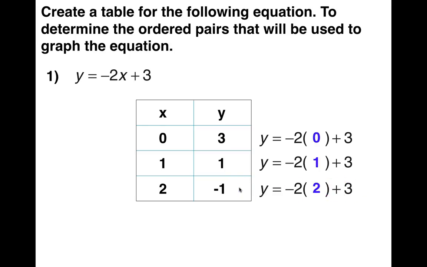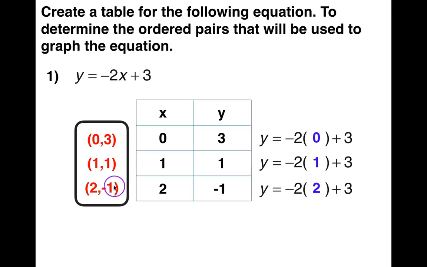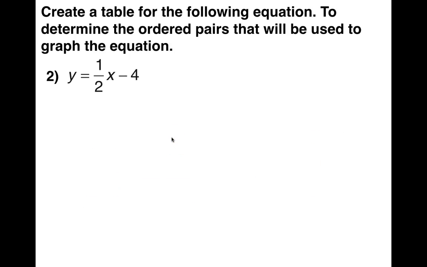So the instructions ask for the ordered pairs. Here I would say the ordered pairs are (0, 3), (1, 1), and (2, negative 1). And that's it. You would actually graph this, but to save ourselves some time, I'm just having you practice plugging in the values to see what ordered pairs you would have to graph for this equation. Now let's try one more example.